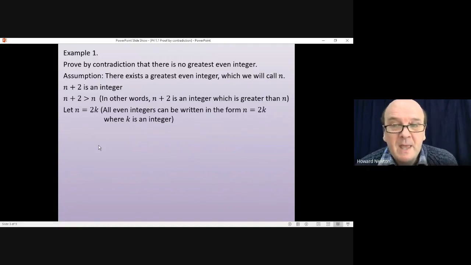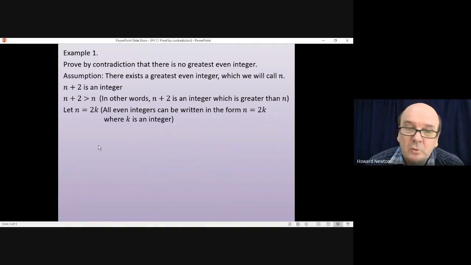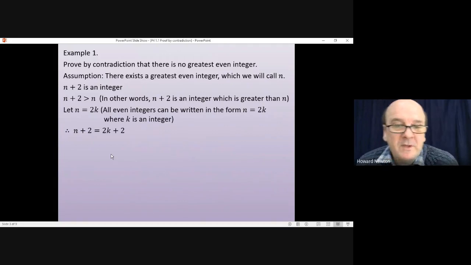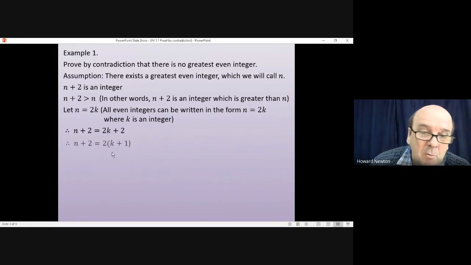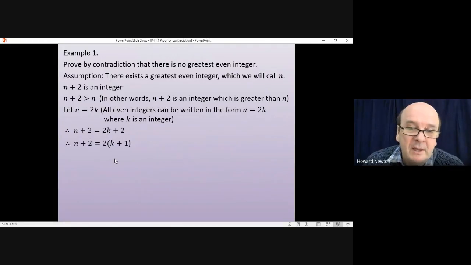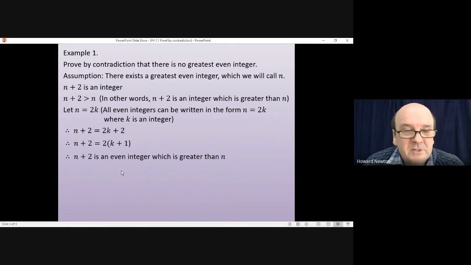Well, our original number n, we've said that that's even. So we've said there's a greatest even integer and we've called it n. So that means that we can write n as n equals 2k. n plus 2, the number that we've invented, that will therefore equal 2k plus 2. We can factorize the 2k plus 2 and get 2 times by k plus 1. Now, at that point, you can say that n plus 2 is an even integer because it's 2 times another integer. k plus 1 is itself an integer.